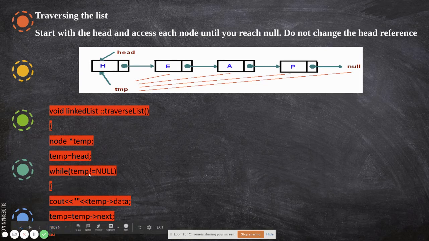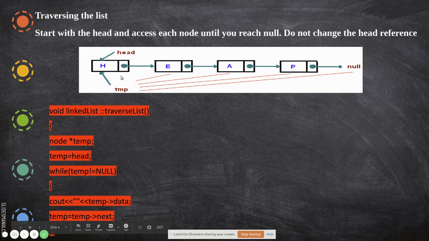Now, while temp is not equal to null, that is, until temp becomes equal to null when it reaches the end, because the last node will have the next field as null. Till it reaches null, you print the value temp data. First temp is pointing here, so you print h. Then you have to move temp to the next. How will you move temp? In temp next you have the memory location of the next node. So that we are doing here: temp equal to temp next.